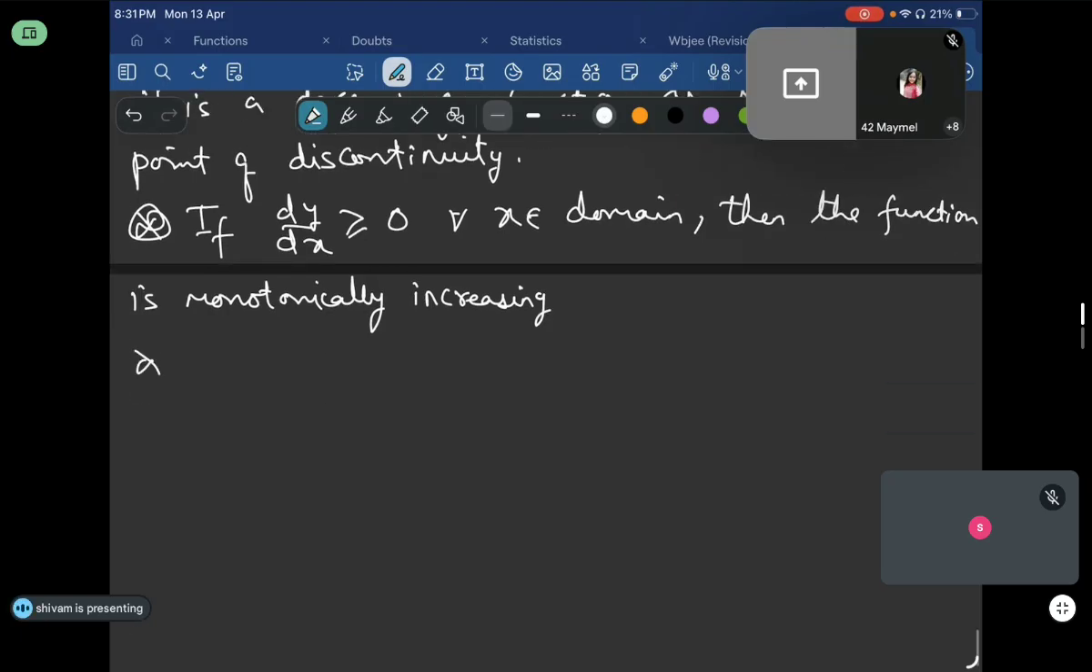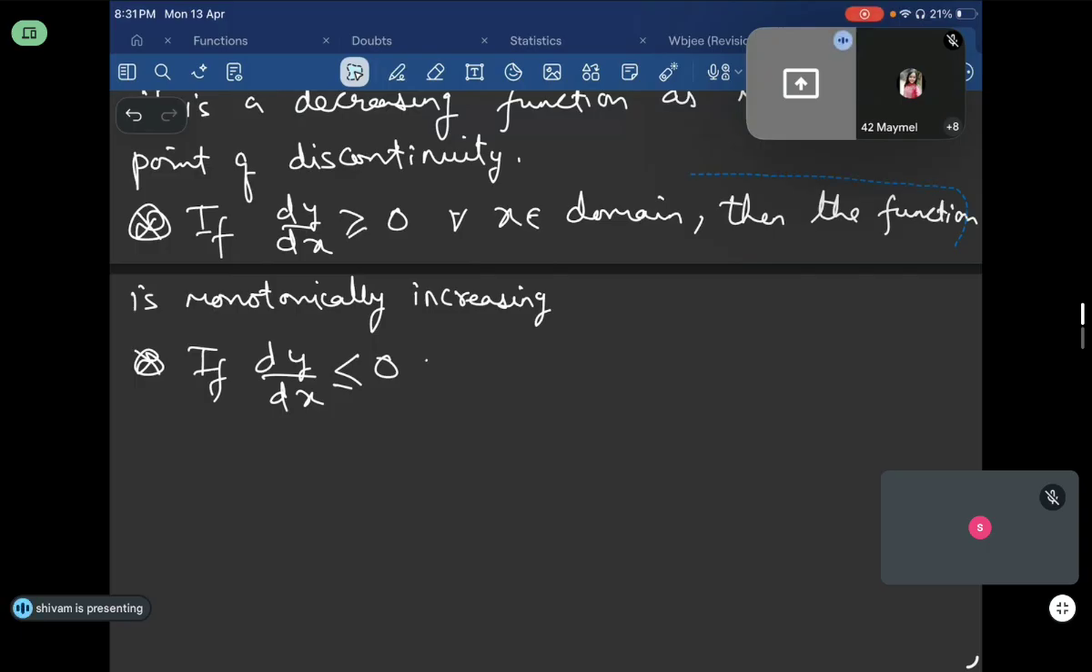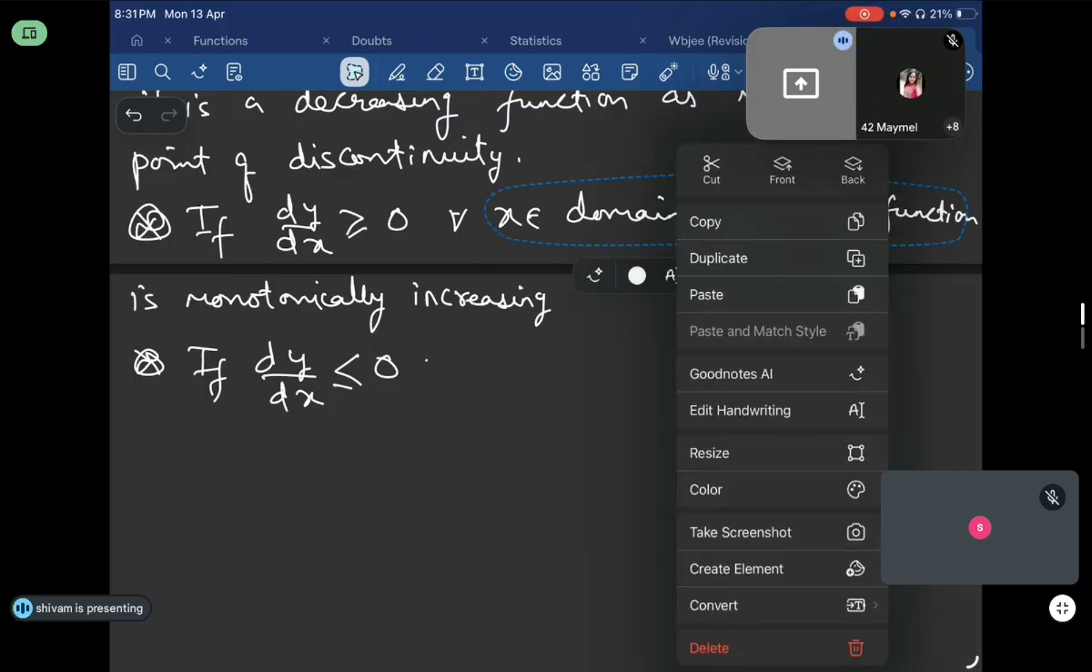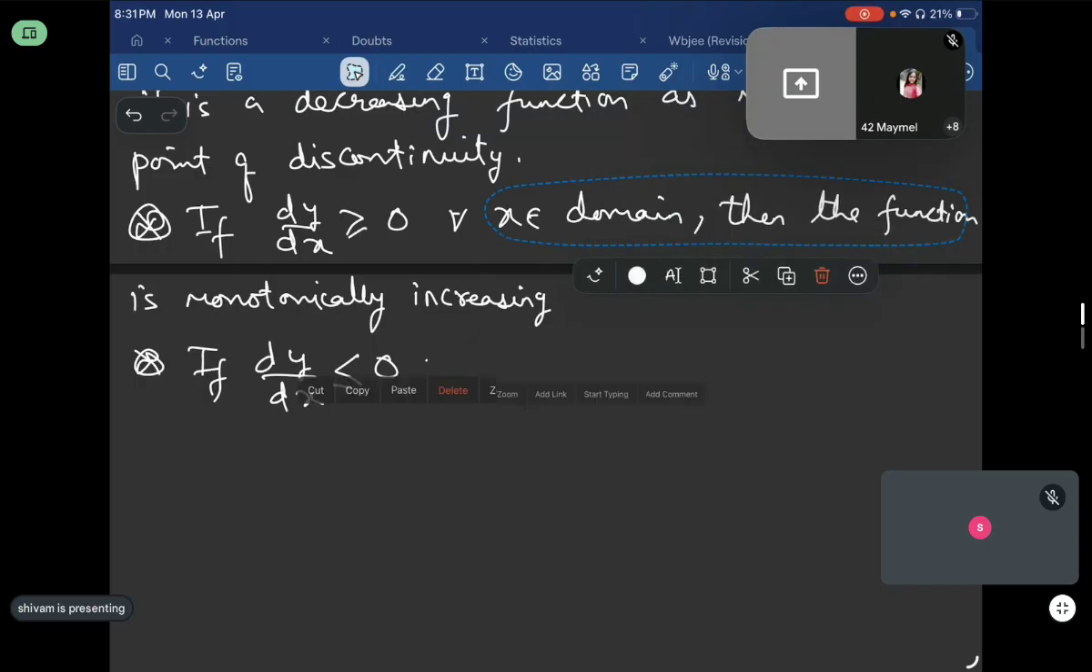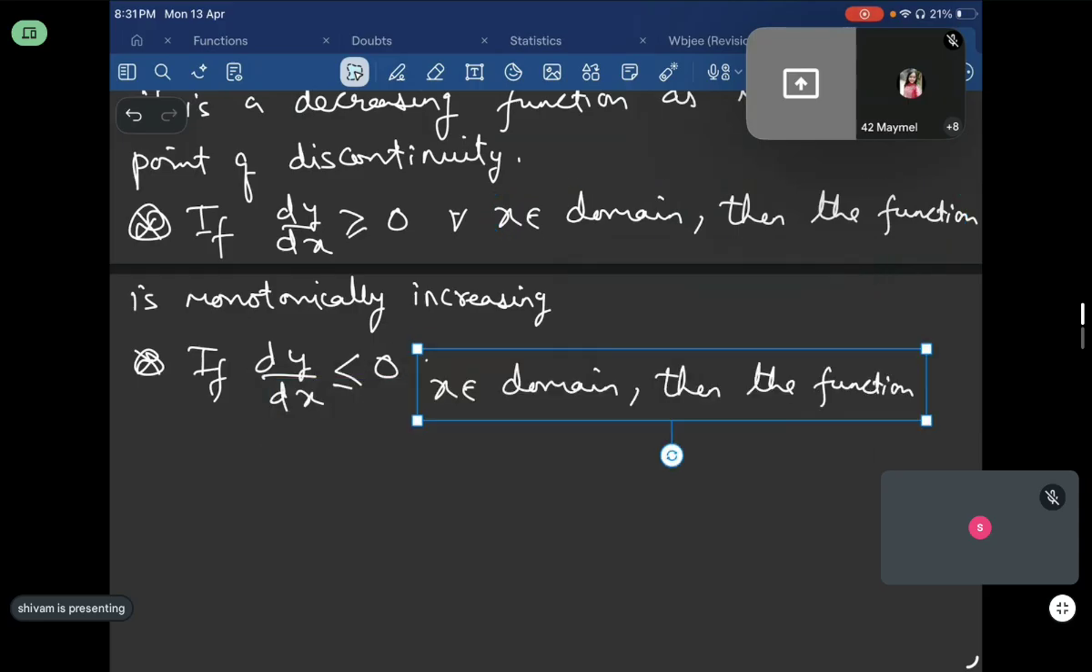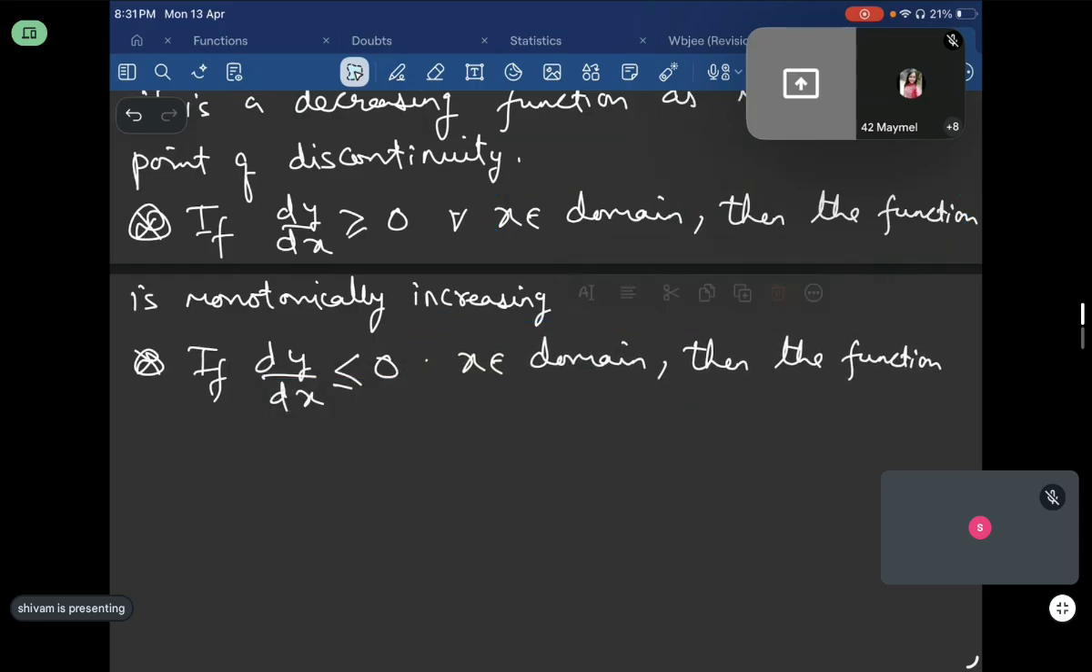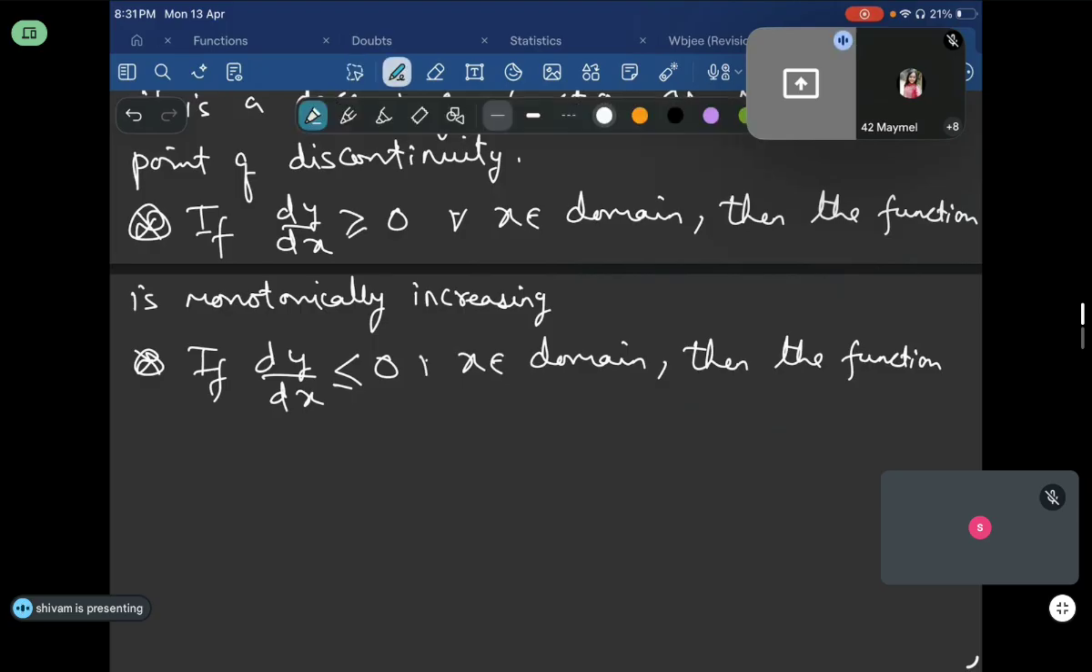And if dy by dx is less than or equal to 0 for all x belonging to the domain, then the function is monotonically decreasing.